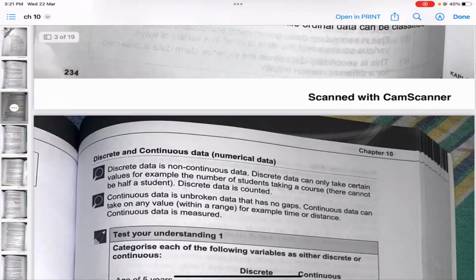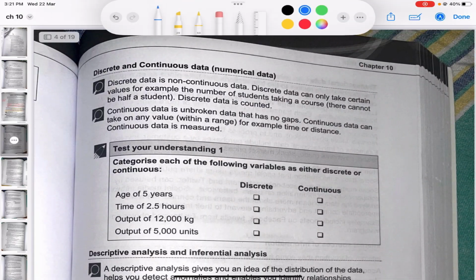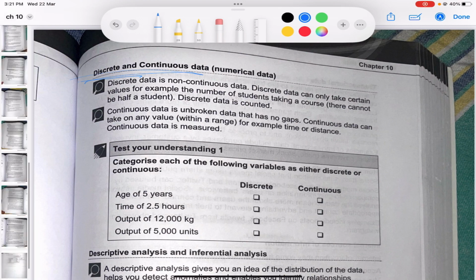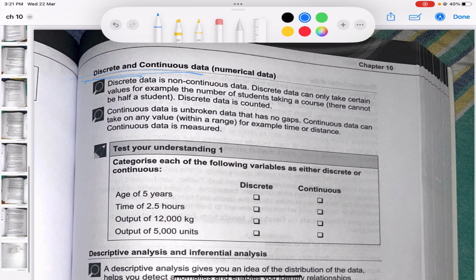Moving on. Now we have discrete data and continuous data. This is another bifurcation of the same. So let's talk about what discrete data is. Discrete is non-continuous and continuous is continuous, obviously. So let's first look at continuous data.